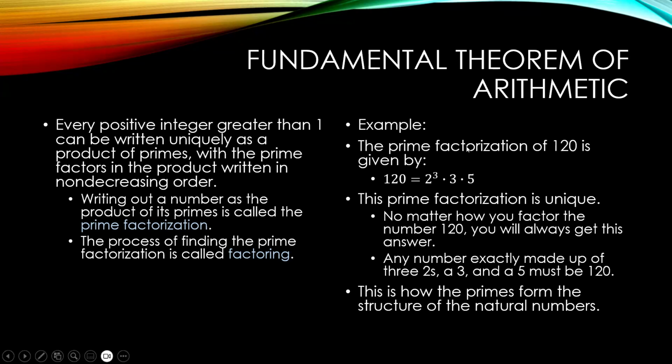And so here's an example. The prime factorization of 120 is given by 120 equals 2 cubed times 3 times 5. This prime factorization is unique. No matter how you factor the number 120, you will always get this same answer. Any number exactly made up of three 2s, a 3, and a 5 must be 120. And so this is how the primes form the structure of the natural numbers. It's all just some multiple of prime numbers, and that's every single number.